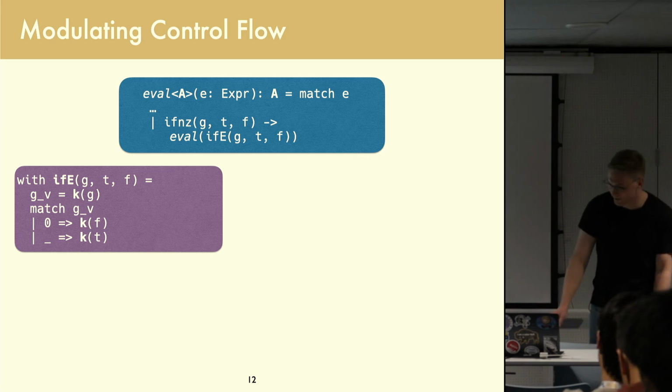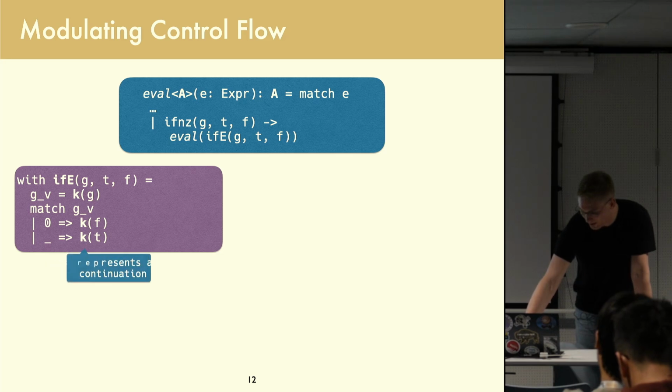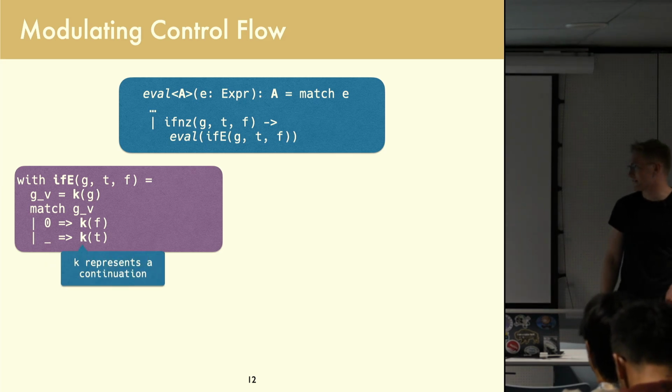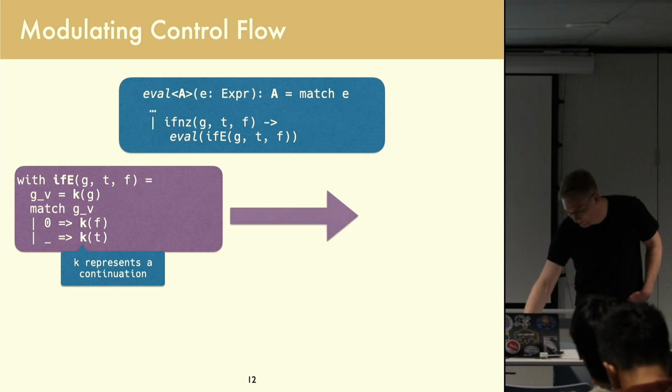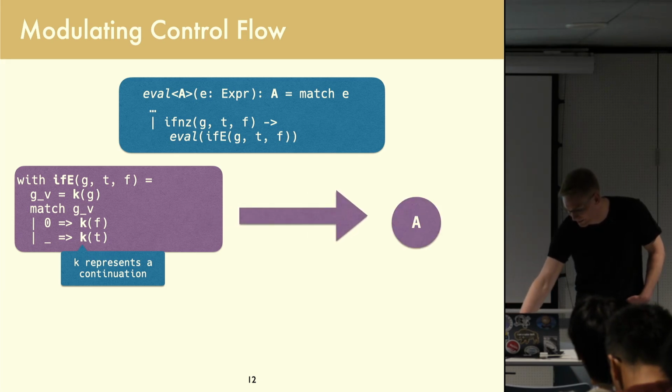We can see that we use these K's, which are continuations in an effect handler, to evaluate the guard value, and then to use that guard value to match against 0 or false. But this throws away one value. So we get our A out, our generic A.